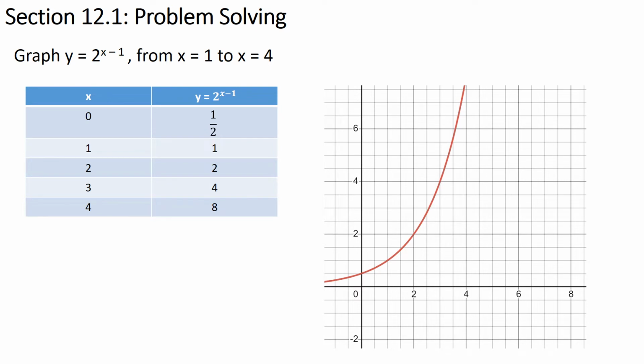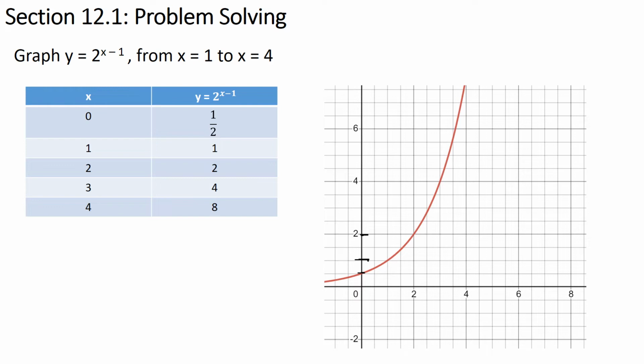Now, I want us to graph a problem here, y equals 2 to the x minus 1, from x equals 0 to x equals 4. If I put in 0 for the x here, 2 to the 0 minus 1 is 2 to the negative 1, which is 1 over 2. And I can see where I put in 0 here. Here is 1, because here's 2 right here. And here is 1/2. So at x equals 0, y equals 1/2.